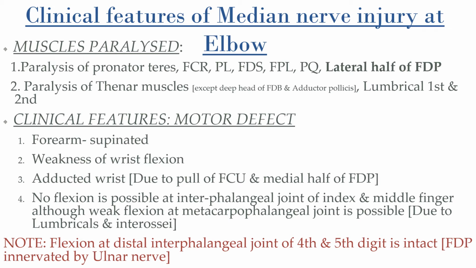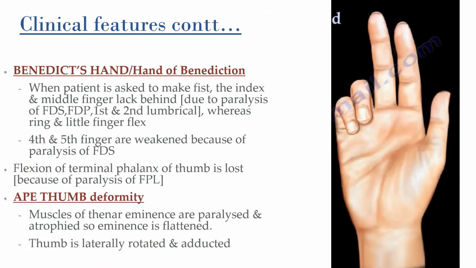However, flexion at the distal interphalangeal joint of the 4th and 5th digit is still intact because the flexor digitorum profundus, which goes to the 4th and 5th digit, that is the medial half of flexor digitorum profundus, is still functional. The patient is also able to perform flexion at the metacarpophalangeal joint because of the lumbricals and interossei. With this background, let us now learn about the characteristic clinical presentation of the patient with median nerve injury.